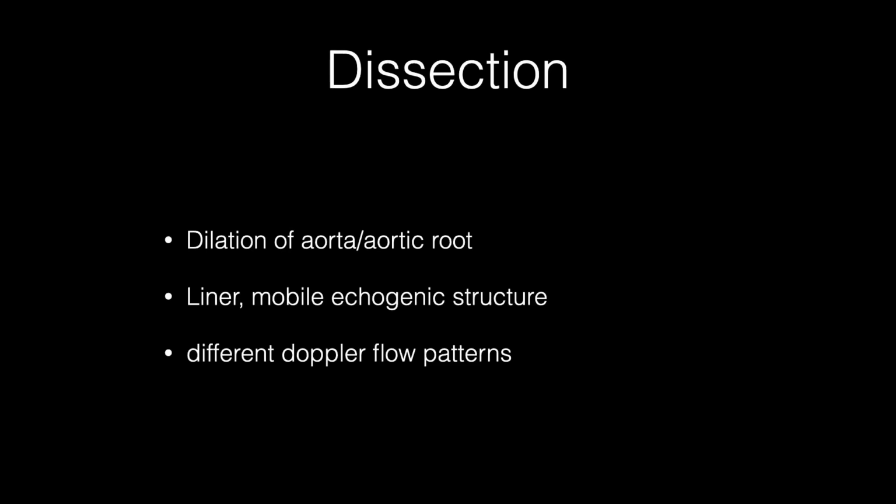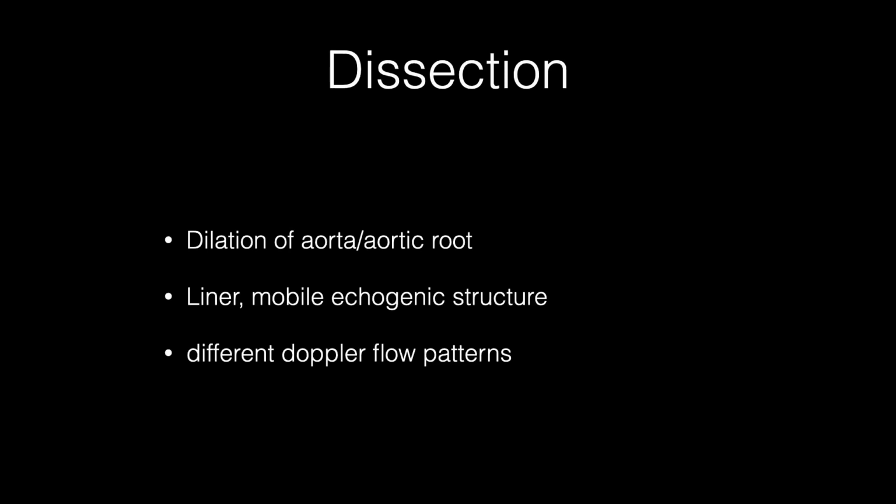When it's greater than 4 centimeters and definitely greater than 5, you certainly have to have this high on your differential, especially if it fits the clinical scenario. In this case, the patient had cardiac arrest, and so aortic dissection is certainly an extraordinarily reasonable differential. What it generally tends to be is a linear, excuse the fact that I misspelled it there, linear mobile echogenic structure inside the lumen of the aorta, right?